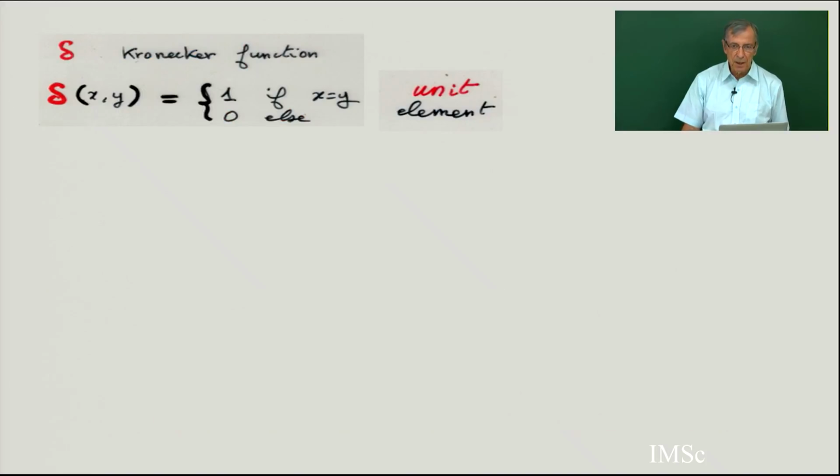Now there is some special element in this poset, the Kronecker function delta, which is going to be the unit element of the incidence algebra. The delta of xy is 1 if x equals y and 0 otherwise. So you can check that it is a unit element. If you take any function f multiplied by delta, this will give you back f. Just check, it's with the convolution product.